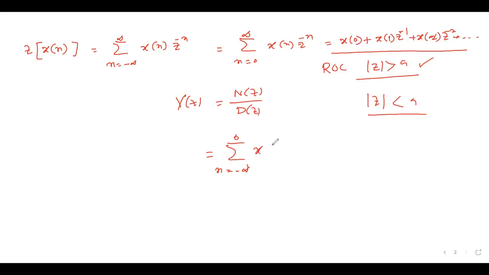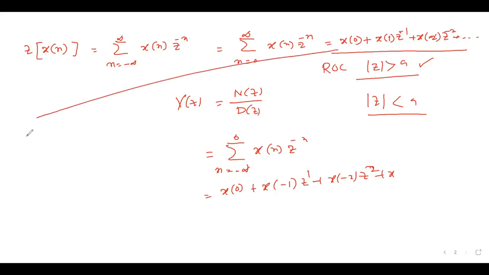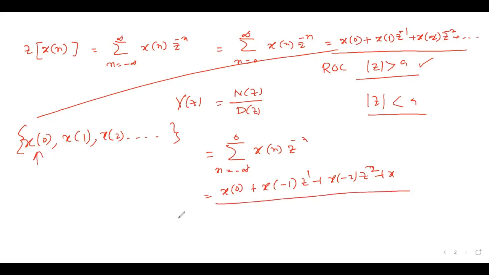Okay, so that means here, if you put minus values, starting from 0, that is x0, x of minus 1 z, x of minus 2 z square, right? মানে এখানে তুমি এই সিরিজটাতে কি পাচ্ছ? It is x0, x1, x2, this is the right hand series. আর এখানে কি পাচ্ছ? This is left series, x0, x minus 1, x minus 2, x minus 3.